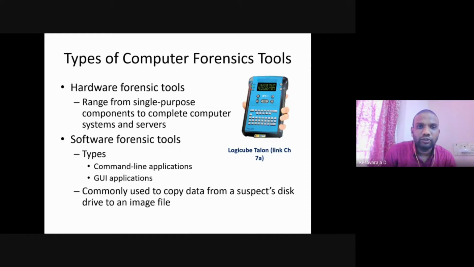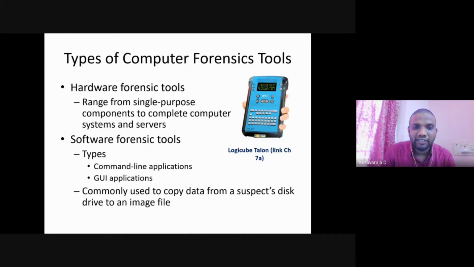For hardware forensics tools, we have several sets of hardware components, which range from single purpose components to complete computer systems, servers, workstations, etc. But for software forensics tools, there are two major categories. One is CLI, that is command line applications, where we access via basic commands. The second category is very easy and user friendly, termed GUI, graphical user interface applications. There is a variety of software available for forensics; we will see very few, command line as well as GUI based. Currently there are several web interfaces also available.